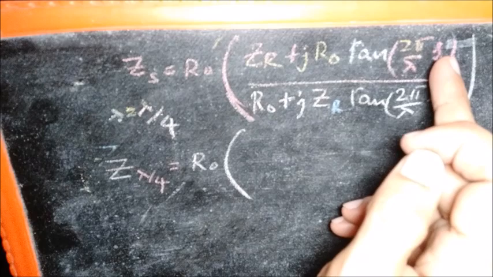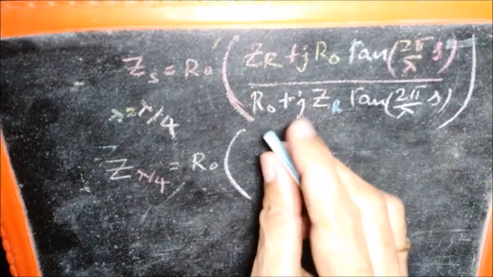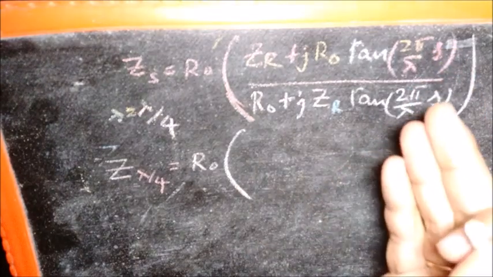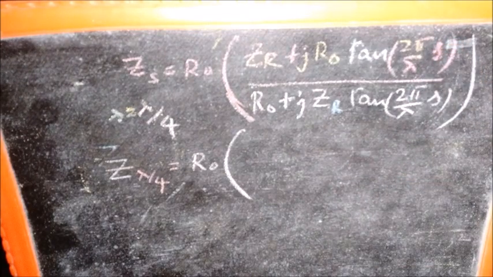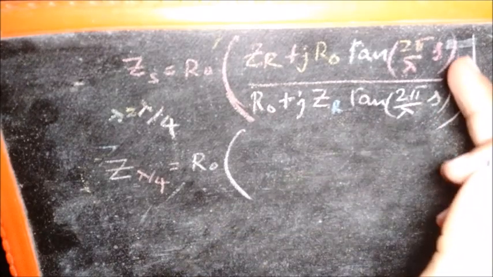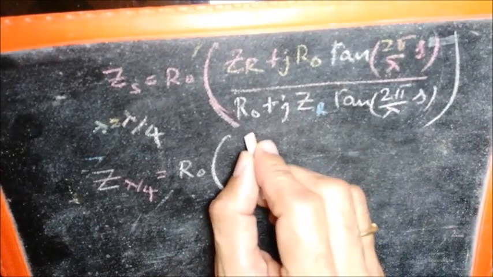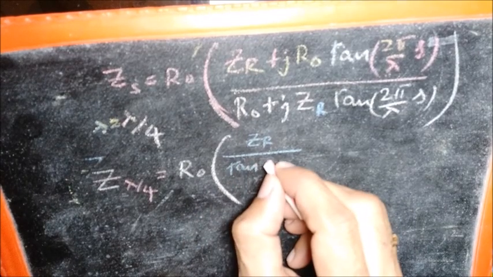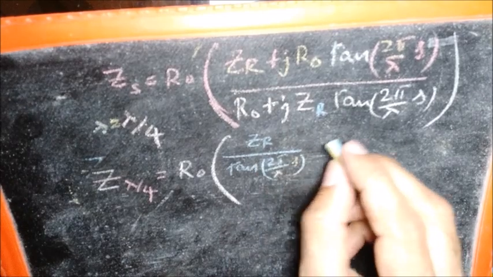Now you can see what happens when S is lambda by 4. Before we do that, because otherwise you will simply get infinity. S is lambda by 4 means you will get tan pi by 2, which is sin pi by 2 by cos pi by 2, which shoots to infinity. So you can check that here. If S is equal to lambda by 4, you get pi by 2. So we know how to deal with such cases from the experience we have gained by evaluating the limits.